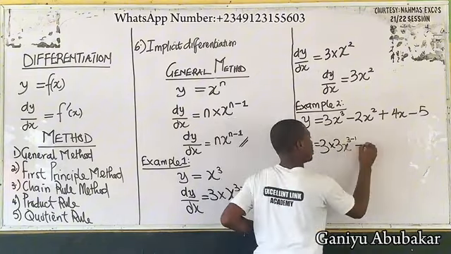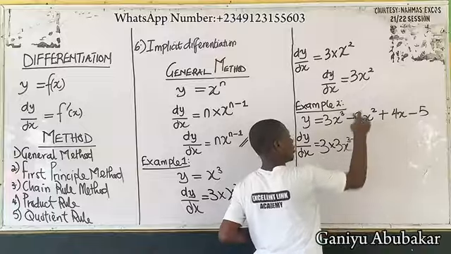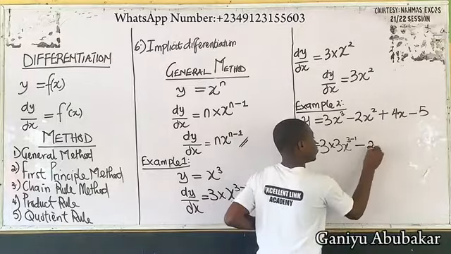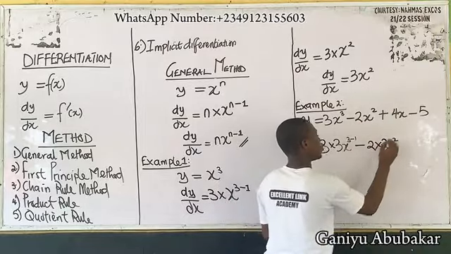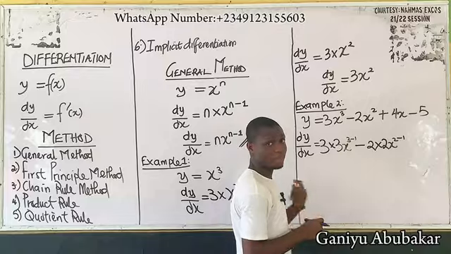I have a minus sign. What's the power here? The power there is 2, so it becomes 2 times 2x squared. We said subtract 1 from the power, as established earlier.